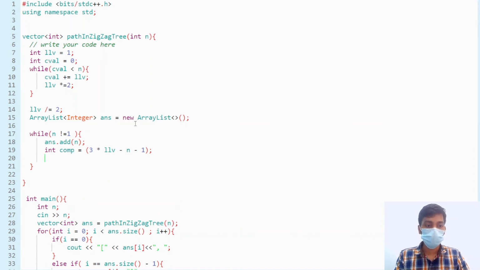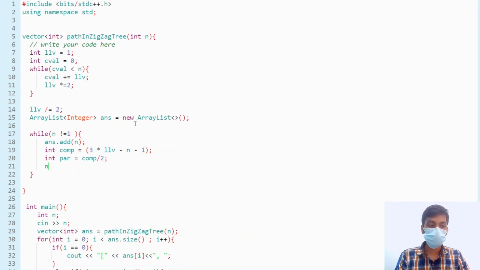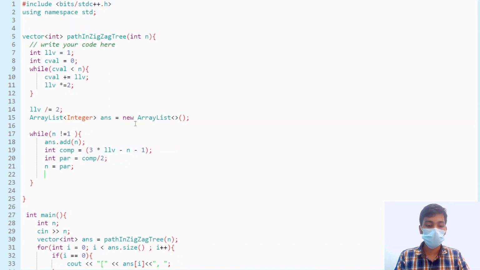Now find its parent, let's name it as par, and it is going to be com divided by 2, right? And after getting this, move our n to the parent and divide our level, that is last level value, by 2, right?